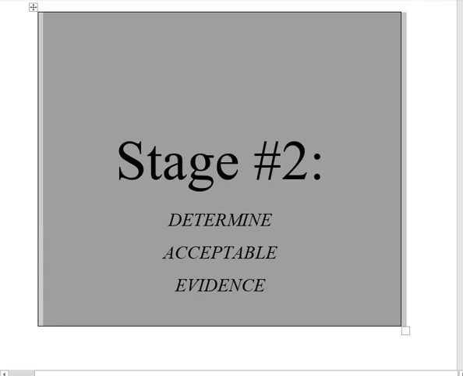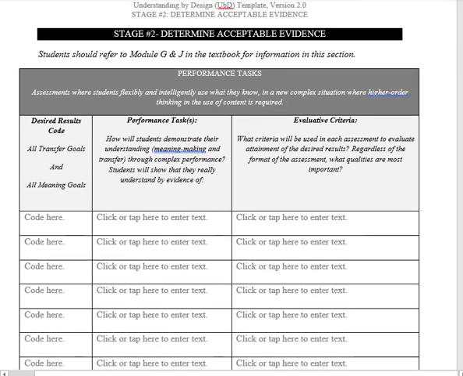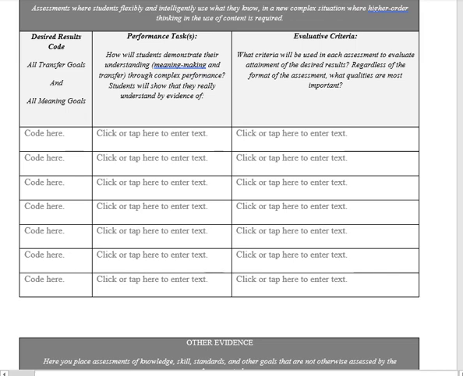Okay, so now we want to look at stage 2 of our UbD template and determine acceptable evidence. The first thing we're going to look at are the performance tasks that we want to create based on the transfer and meaning goals. So there on the left-hand side, you're going to put the corresponding code that you've created in stage 1, and then the performance task that you're going to create to go with that transfer goal or meaning goal there in the middle. Then finally, to the right, you're going to put your evaluative criteria.